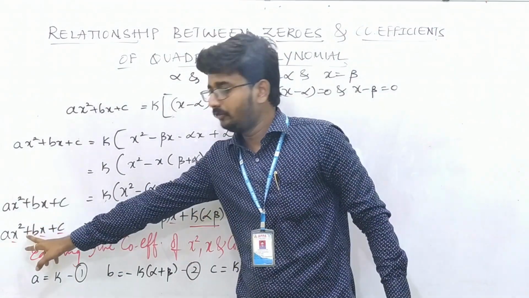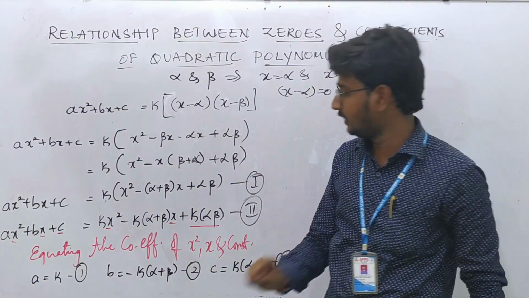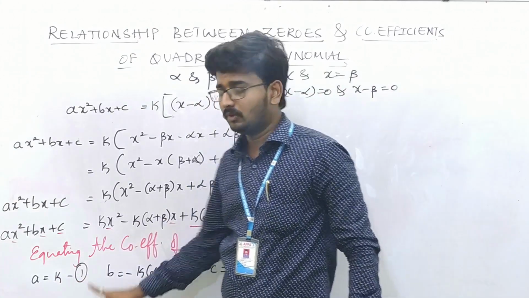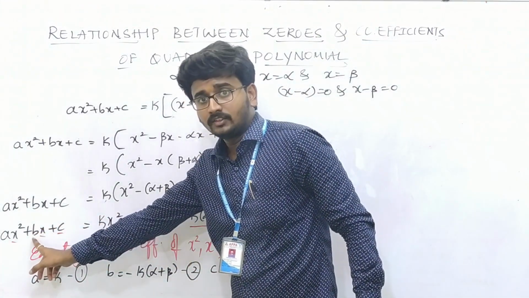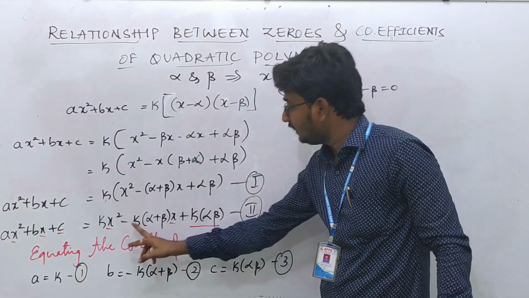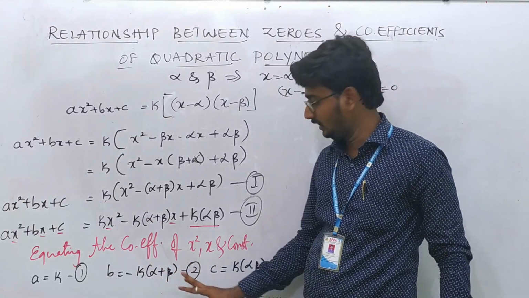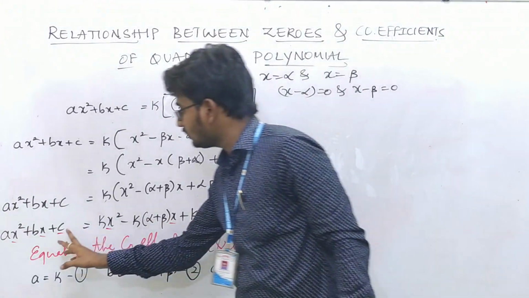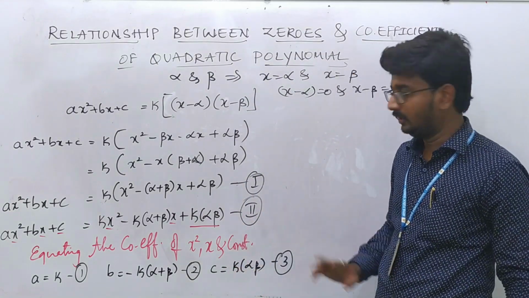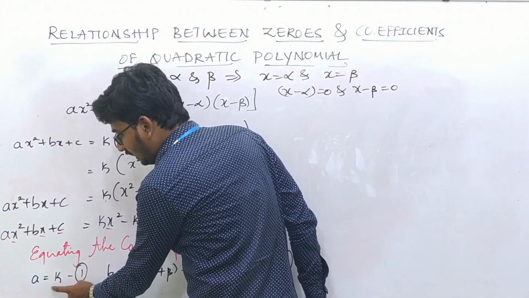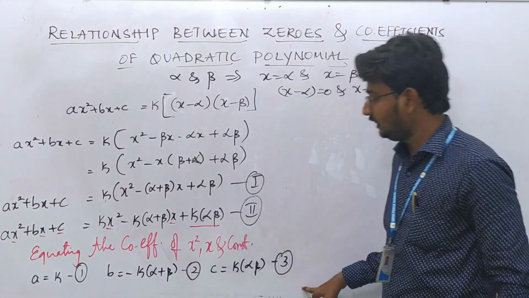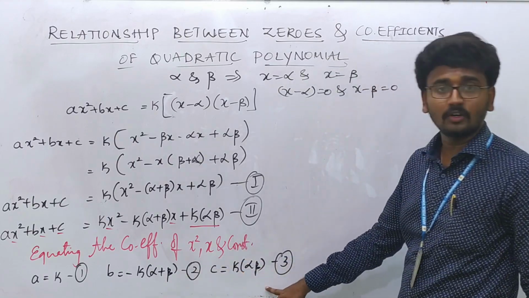First I have compared coefficients of x square, LHS a, RHS k, a equal to k, equation number 1. Coefficient of x, LHS b, RHS minus k into alpha plus beta, equation 2. Now the constant term, LHS c, RHS k into alpha beta. Now see here, I got k value as a. Substitute equation 1 in 2 and 3, you will get the sum of the zeros and product of the zeros.